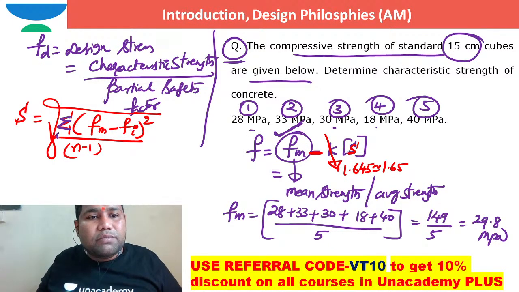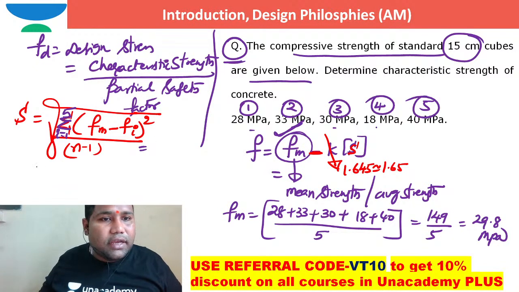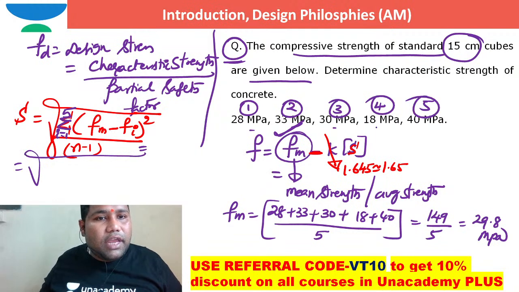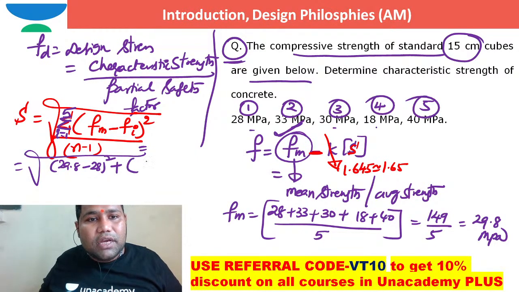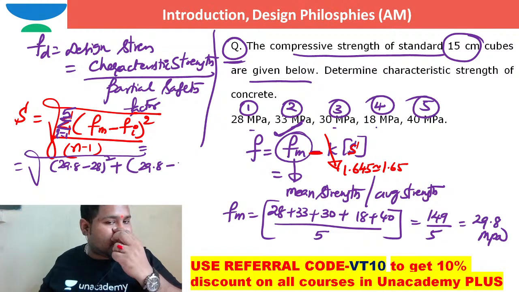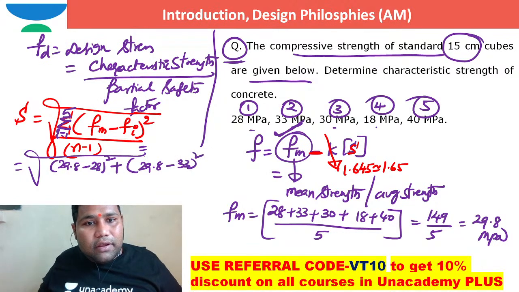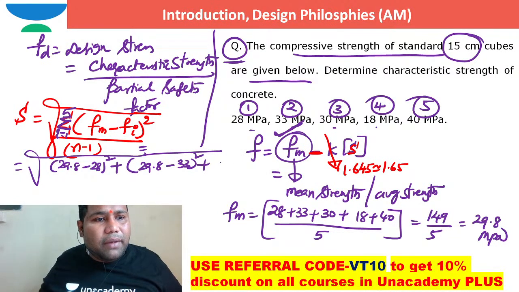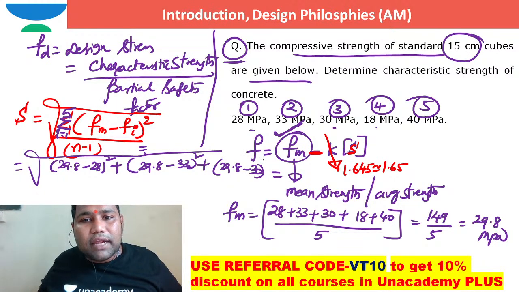So I can write the number of observations as i equals 1 to 5. And how can I write this? It is the square root of the sum of (Fm minus Fi) squared. First, the mean strength is 29.8 minus the first strength, which is 28, squared. Sigma stands for plus. Fm, the mean strength 29.8, minus F2, the strength of the second sample, which is 33, squared, right? Plus Fm, the mean strength 29.8, minus the third sample strength 30, squared.